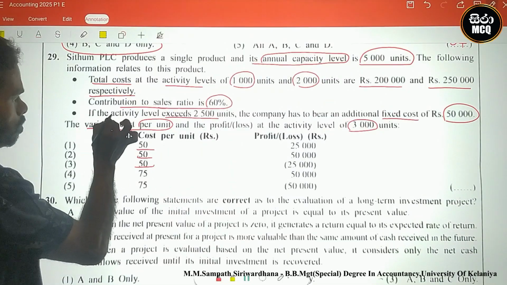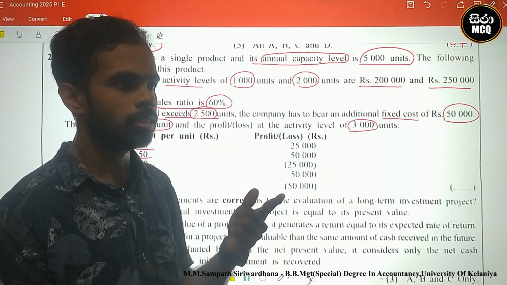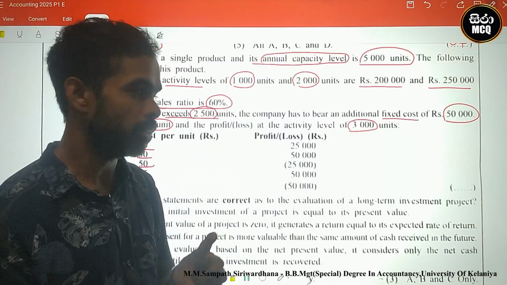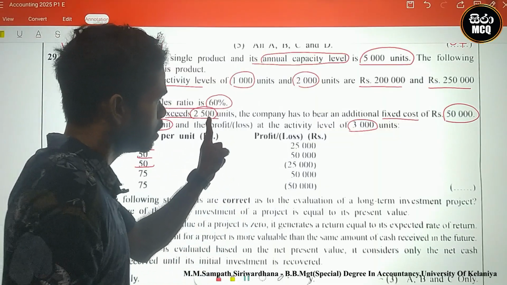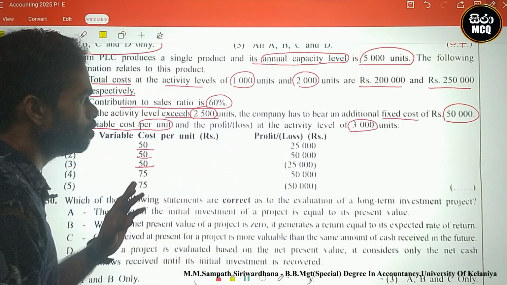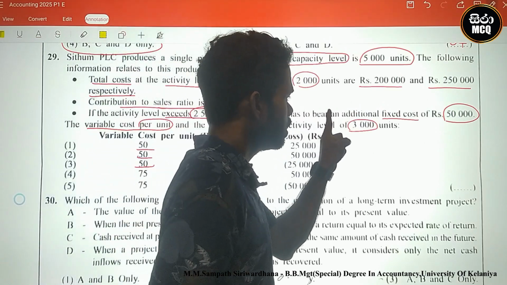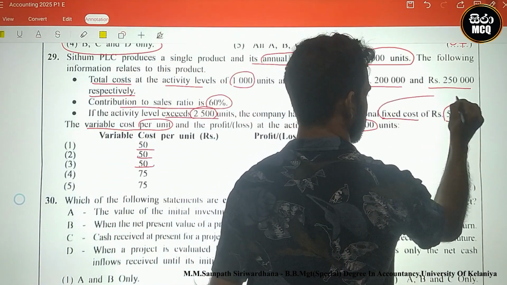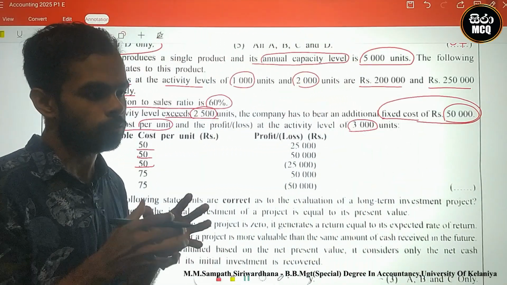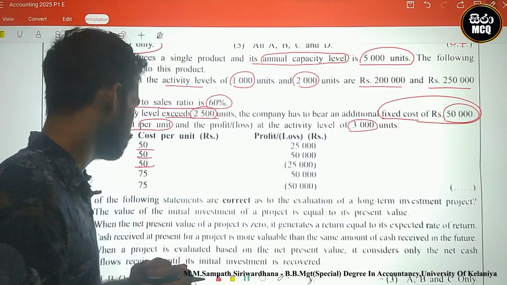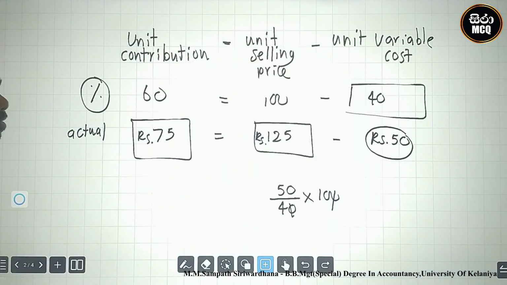Why? Look here, the activity level exceeds 2500; 3000 is already above 2500. We find the 3000 capacity. The company has to bear an additional fixed cost of 50,000. Therefore we must identify the current fixed cost. Therefore we find another thing using this one.